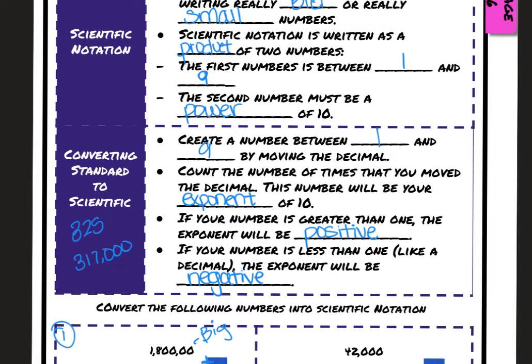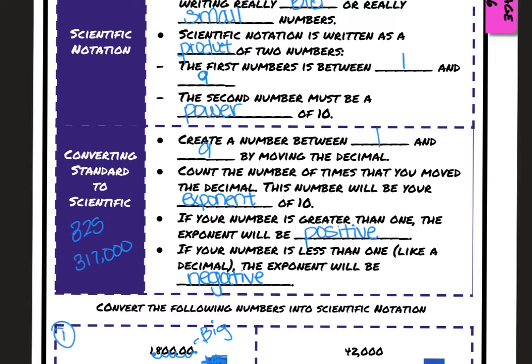So you're going to put your decimal at the end, and then you're going to put your second decimal between the first two numbers. Okay, so I made the decimal 1.8. Now let's see how many times I moved. 1, 2, 3, 4, 5. I moved 5 times, so my exponent is going to be 5.